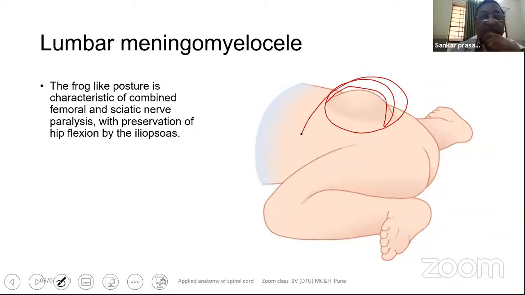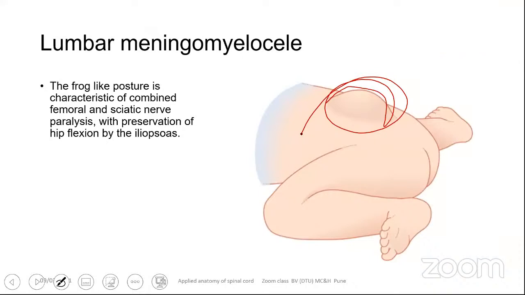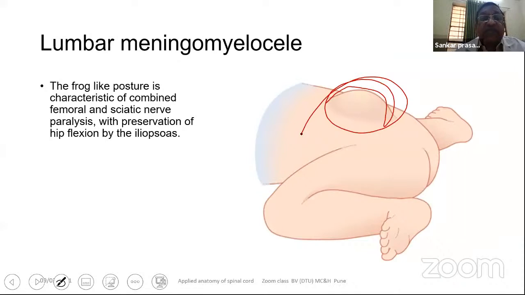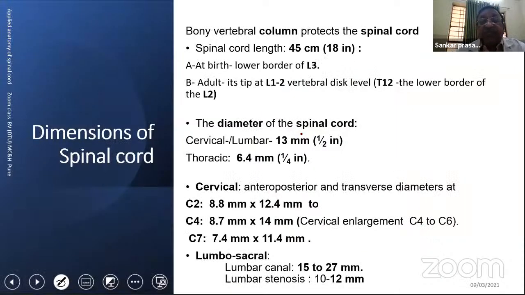One of the important general examination findings in neurology is to look for neurocutaneous markers and examine the lumbosacral region for a tuft of hair or a sinus, which will tell you there is a possibility of congenital spinal cord abnormality or spinal dysraphism, as it is called. You look at the dimensions.